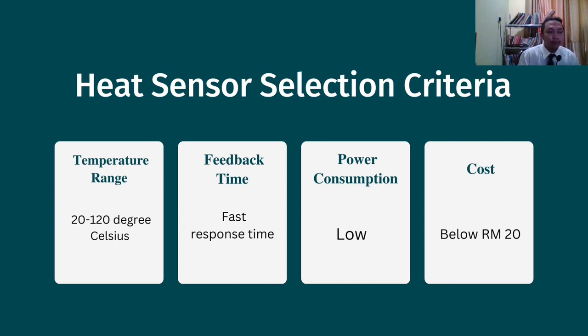Next, the power consumption for the sensor must be low, because we are using a battery and the capacity is very limited for the device to run for long hours. We need a low power consumption for the sensor. Lastly, the cost. Based on the survey conducted from shopping websites, most of the sensors range around 20 ringgit. So therefore, the sensor must be 20 ringgit and below.